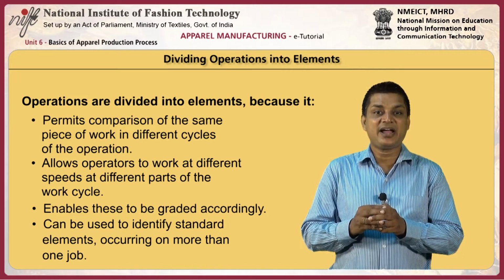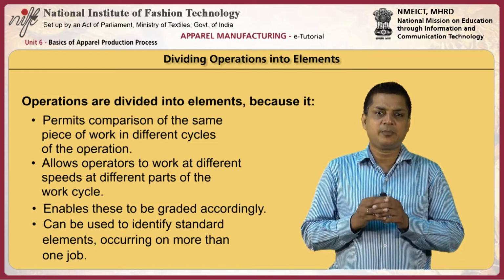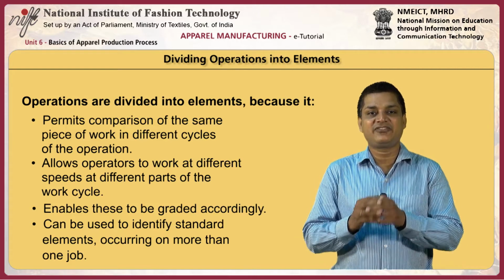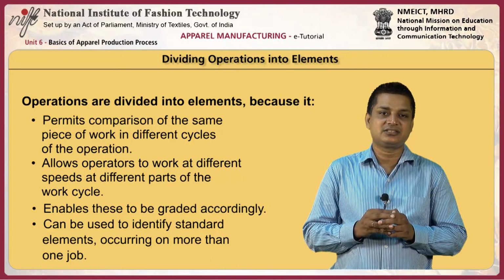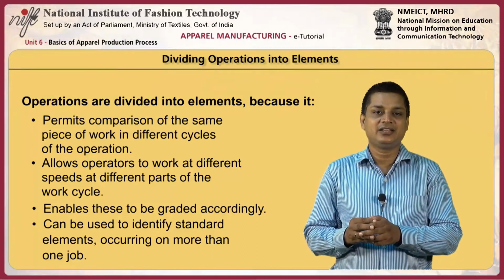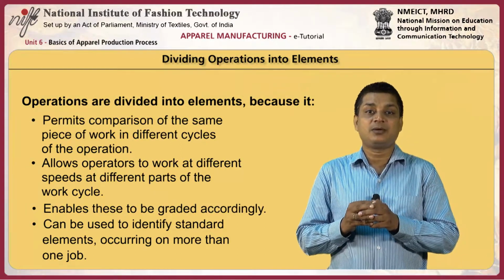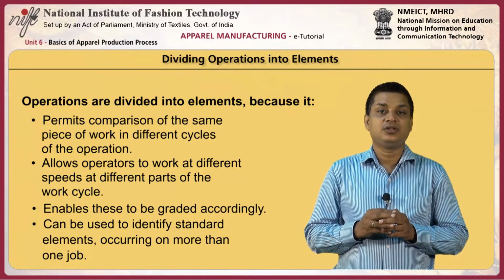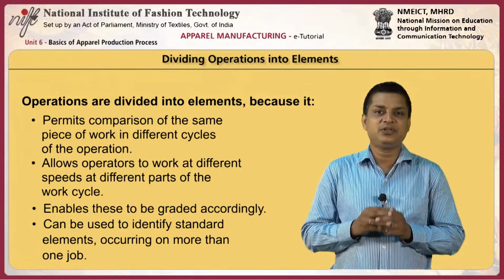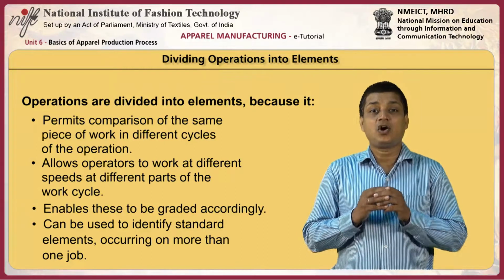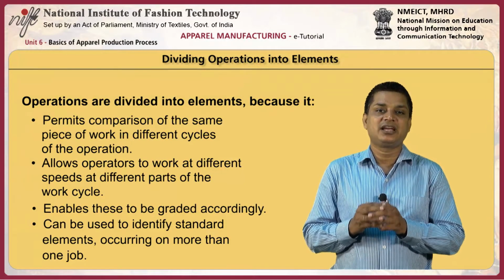It permits comparison of the same piece of work in different cycles of operation. It allows operators to work at different speeds at different parts of the work cycle. It enables these to be graded accordingly. This point is particularly significant when some of the elements are wholly machine controlled, while in others the operator is the controlling factor. It can be used to identify standard elements occurring on more than one job. This can then be used to build up time for another job.